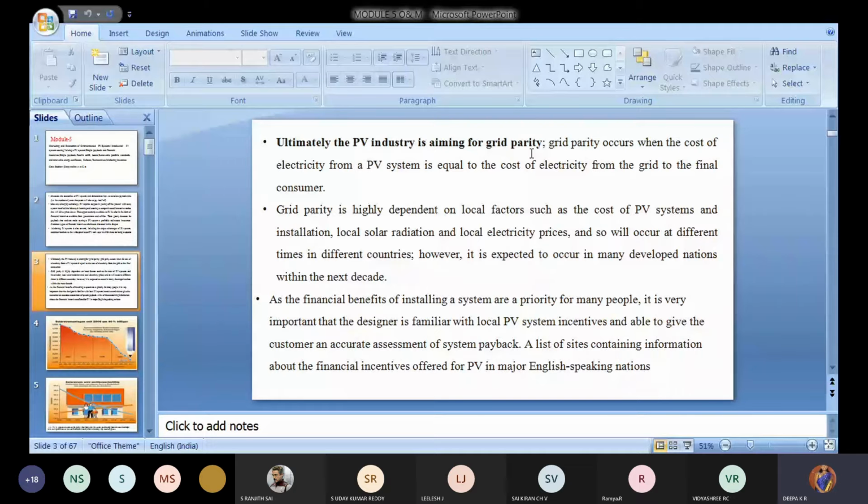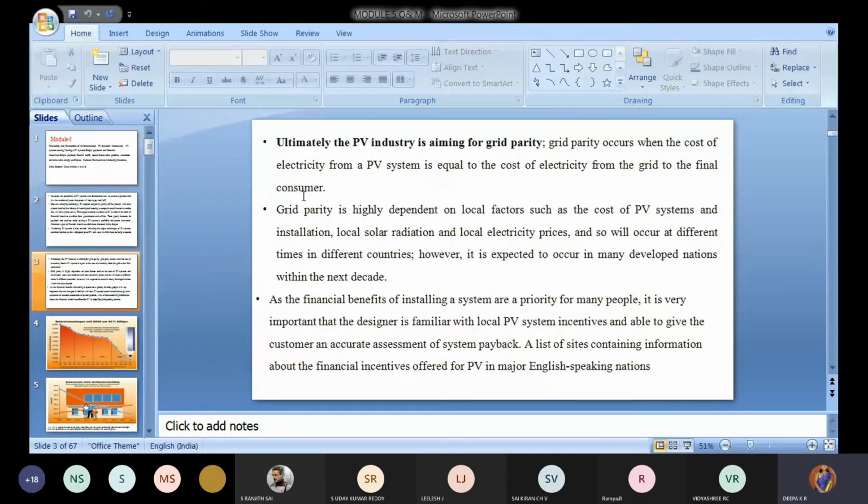So here grid parity occurs when the cost of the electricity from a PV system is equal to the cost of the electricity from the grid to the final consumer. So there should not be a discrimination of power which is supplying to you people. So we say the cost of 1 unit is 3 rupees. It may be from the PV or it may be from the grid, the cost should be the same, because electricity is the same, right? It will not be different. So in that case, whatever you say as a cost, it should be the same for the electricity available from PV or the electricity available from the grid.